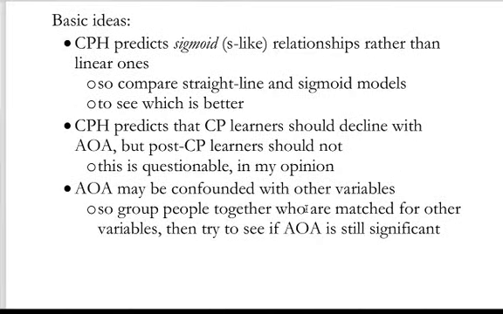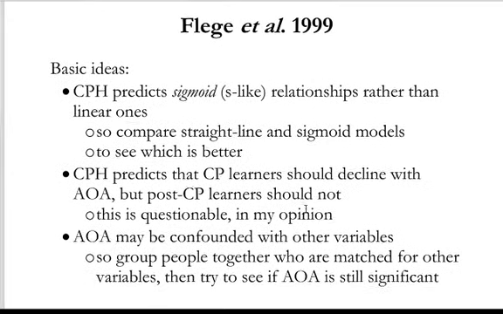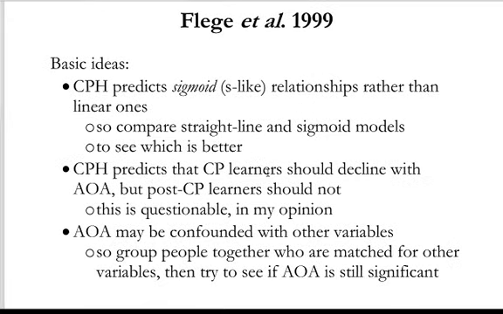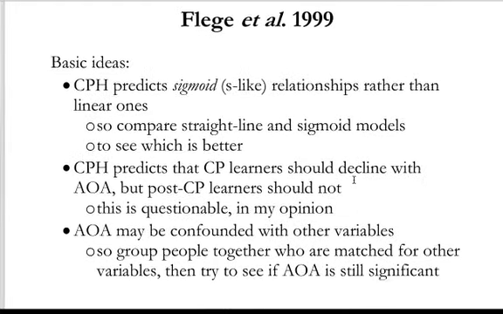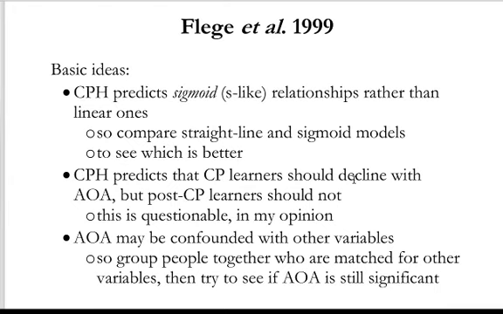So what are they going to do here? They're going to get a bunch of data. They're going to compare a model of that data that assumes that it's like a straight diagonal line declining, and then they're going to compare that to another model that assumes that the data should be fit by a sigmoid curve, like this one, right? And they're going to see which one of these models quantitatively fits the data better.